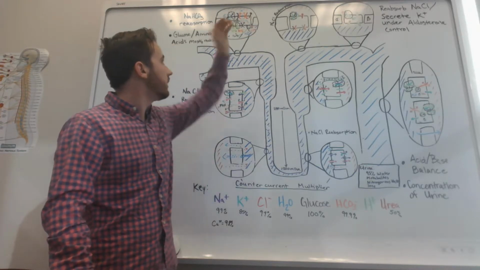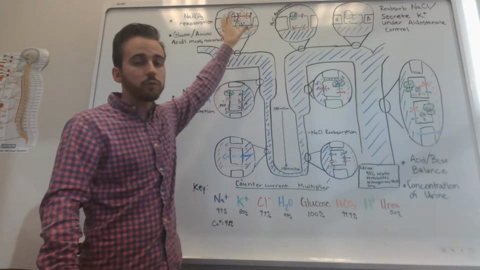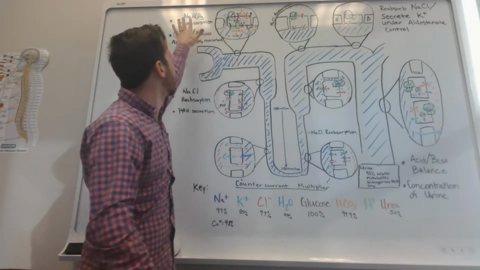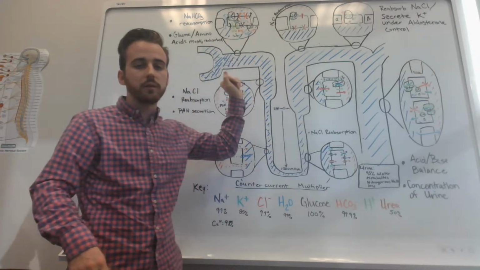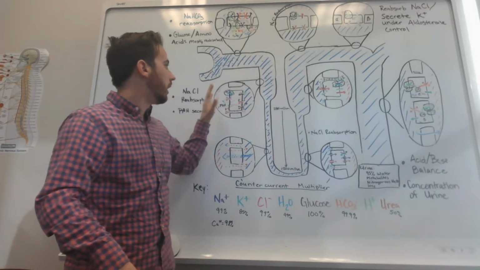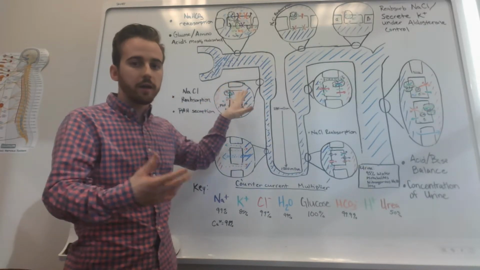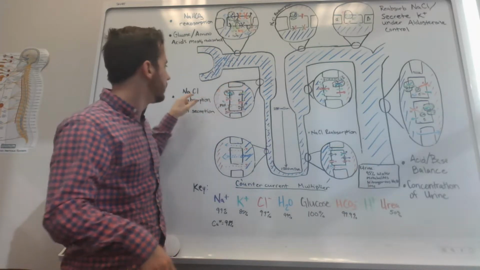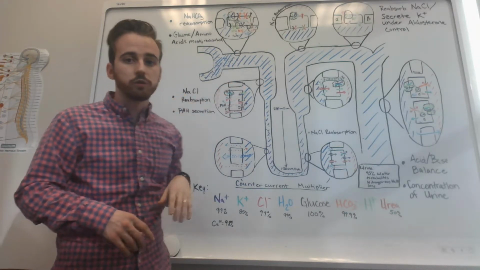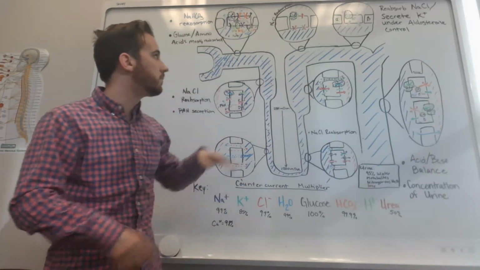Then the proximal convoluted tubule is also responsible for sodium bicarbonate reabsorption. And we'll talk more about the mechanism for that in a different video. The proximal straight tubule, as you may have guessed, is another one that's important in secretion and reabsorption. It's going to be primarily responsible for sodium chloride reabsorption.